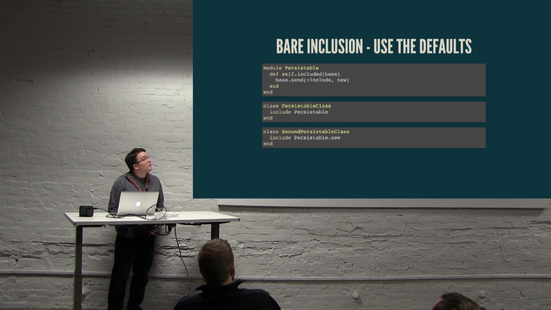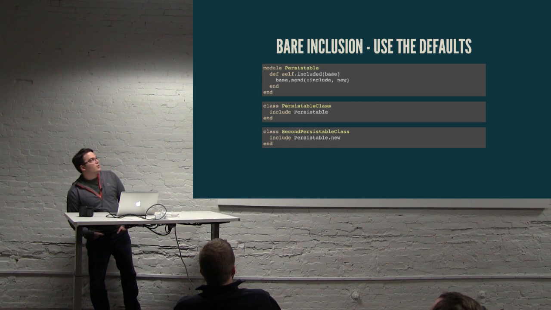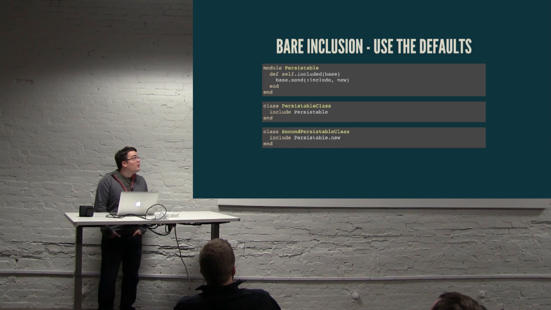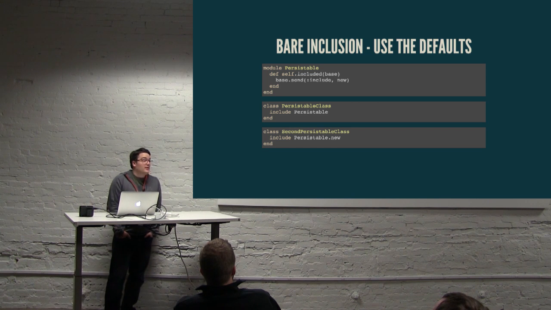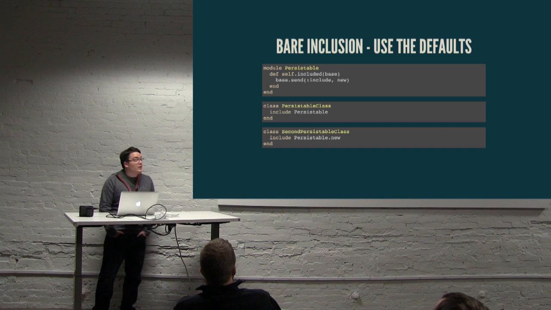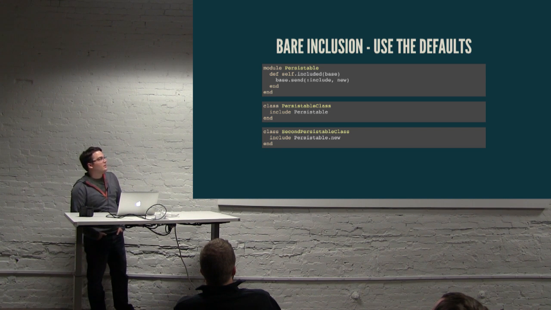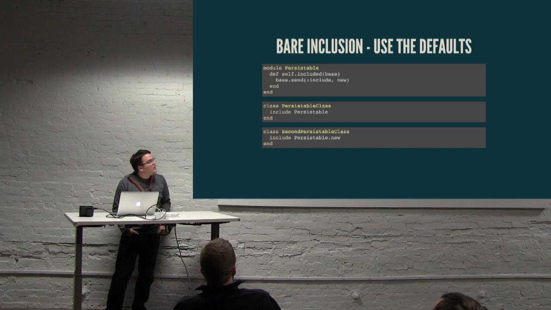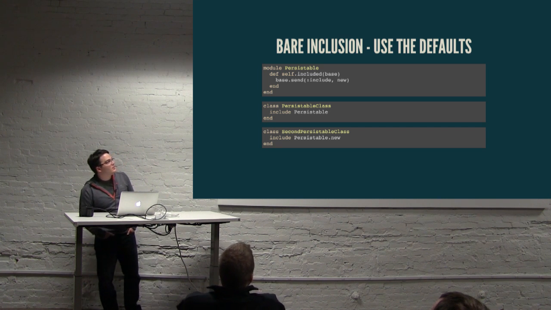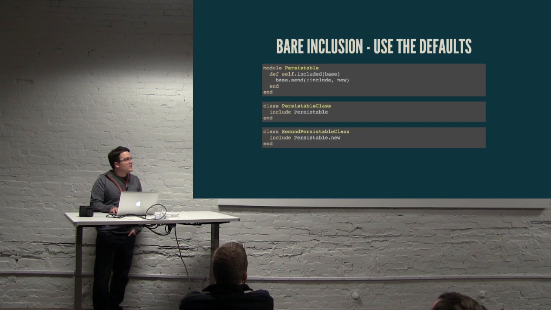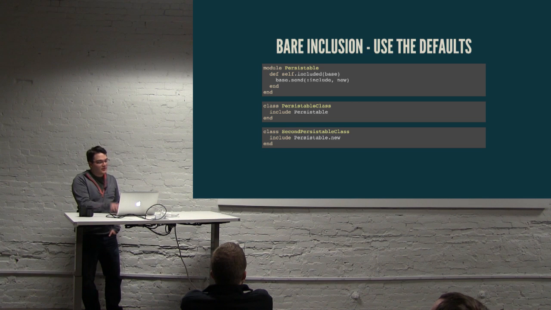If you've never used the included hook, if you do on a module, you do self.included. That is called whenever you include a module into a class or another module. So you can do on-the-fly configuration there. So basically, I send the module the new method and create the base module with the defaults and include it when you actually just do the include persistable. So that's these two classes behave the same. They both use the defaults, which is using JSON as the serialization method.